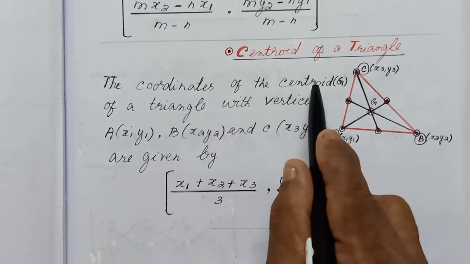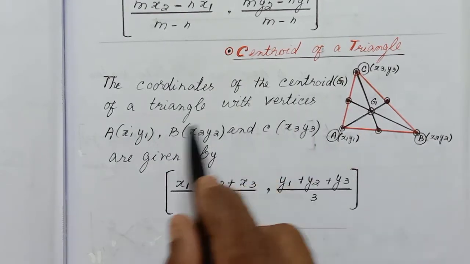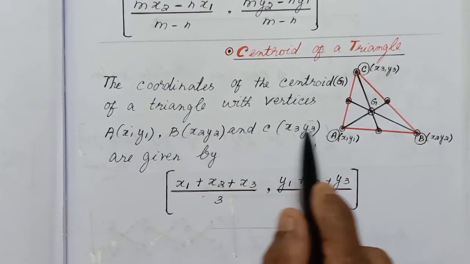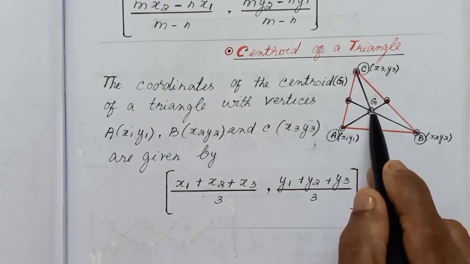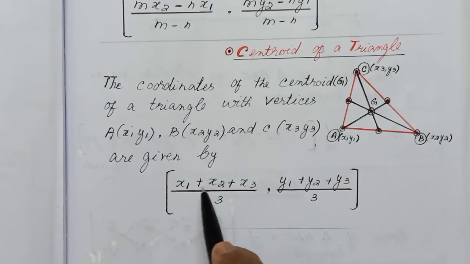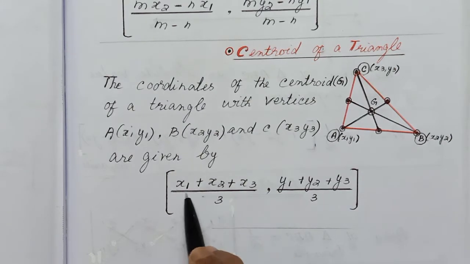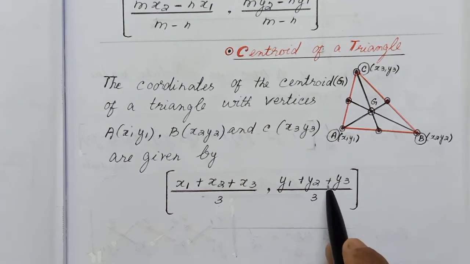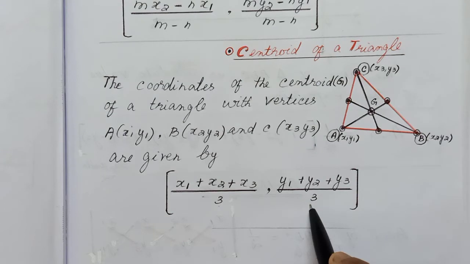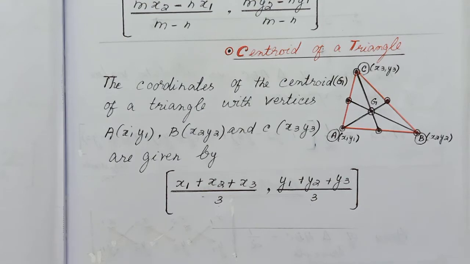The coordinates of the centroid G of a triangle with vertices A, B, C, where these lines are joined, are: (x1 plus x2 plus x3) by 3, because it has three points, and (y1 plus y2 plus y3) by 3. Have you got it? So that is the centroid of the triangle.